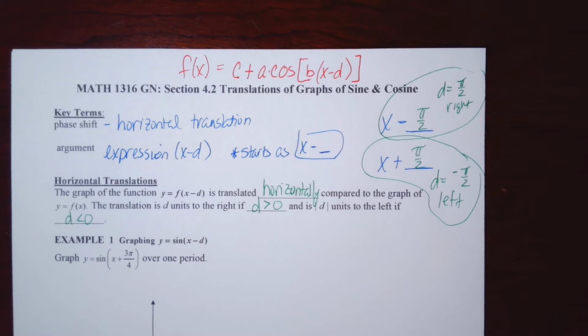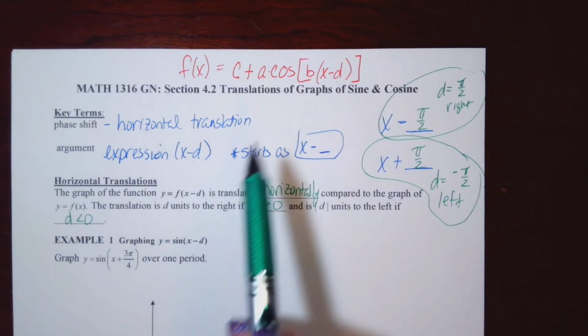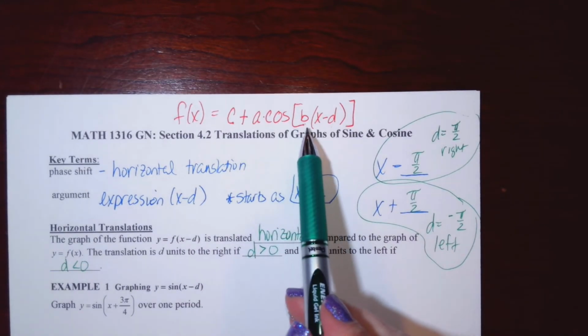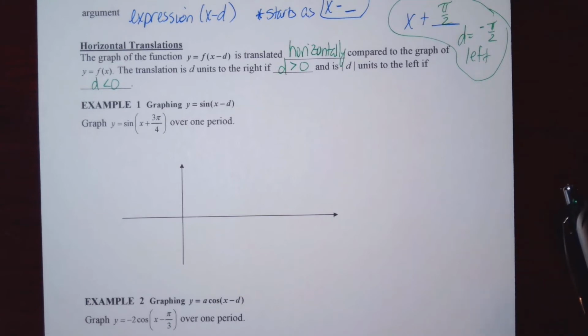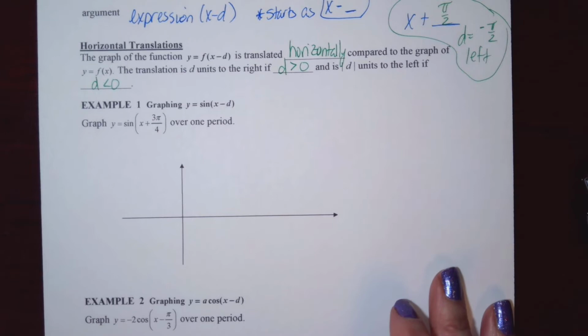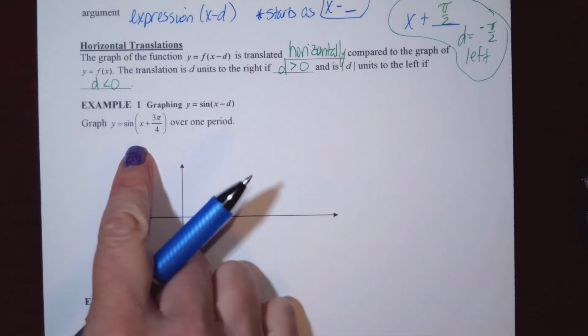Okay. We are going to start without a value of b that has to be factored out so we can focus on what this phase shift does to our graph, and then we will throw in that value of b as we move on. All right, here we go.